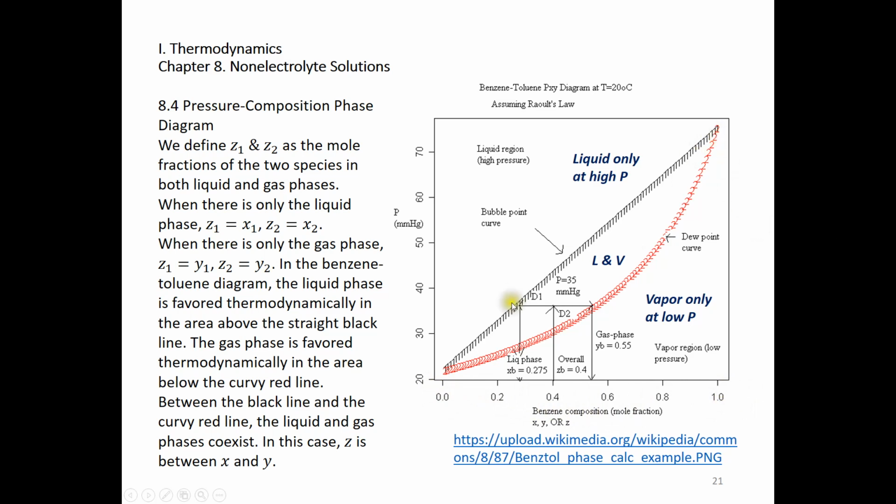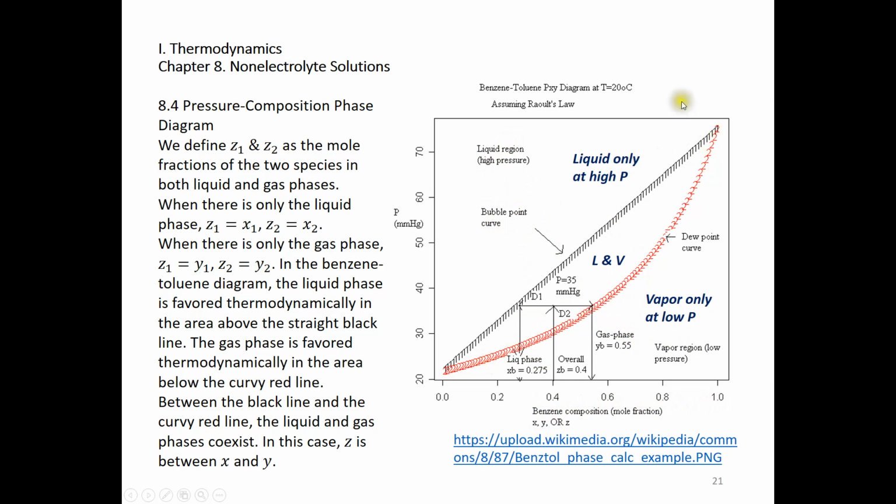Now let's look at this line, this black line. Above this black line, we have liquid phase. So the mole fraction over here is the mole fraction of the liquid phase. What if we have the area below the red curvy line? We have only vapor. So those mole fractions are actually the mole fractions in the gas phase, denoted by Y. So over here you have X, over here you have Y.